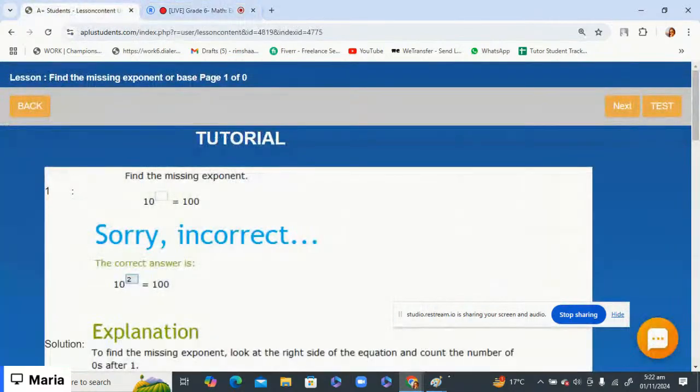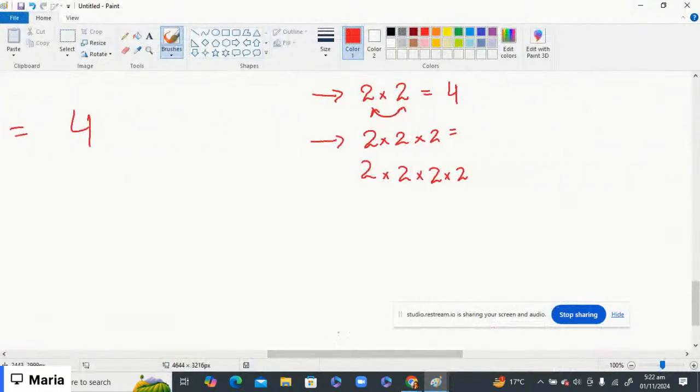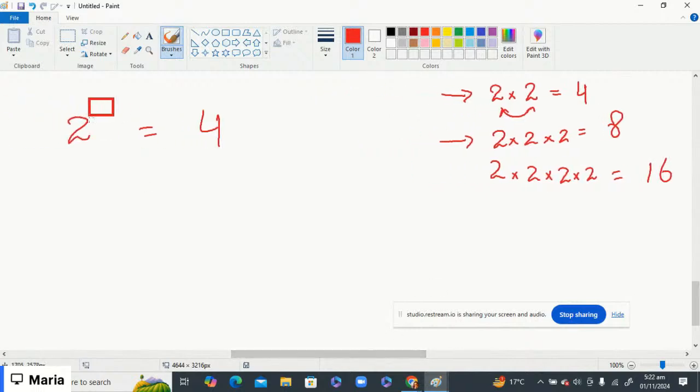All right. Then 2 with the 2, that is a 4. 2 times 2 is 4. 4 times 2 is 8. 8 times 2 is 16. Now look at here. Here the answer is 4. So it means that these only are 1 and 2. So you just put it here 2.